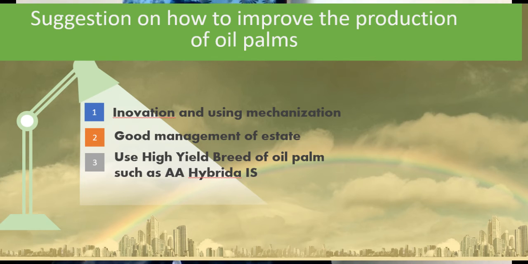Okay, and lastly, we can use high-yield breeds of oil palm, such as the AA Hybrid IS. This was produced in about the year 2014. This can bring us a very huge yield, and maybe can make very huge profit for us. This is very important, because in an oil palm estate we want a high yield, so we must choose quality, high-yield breeds.